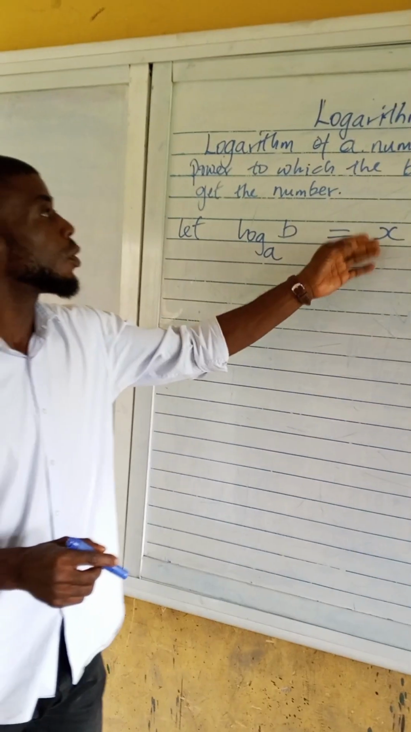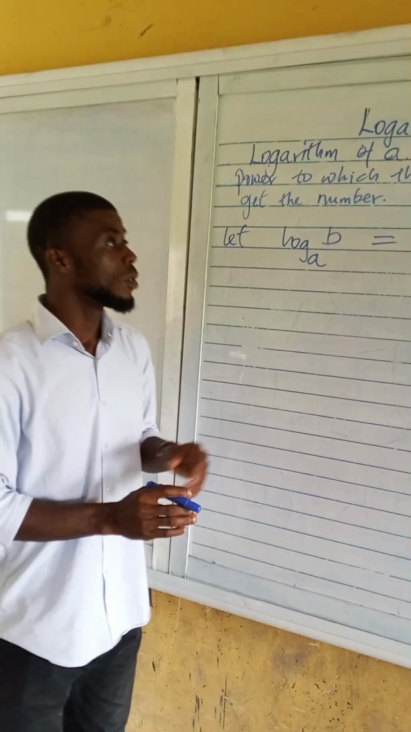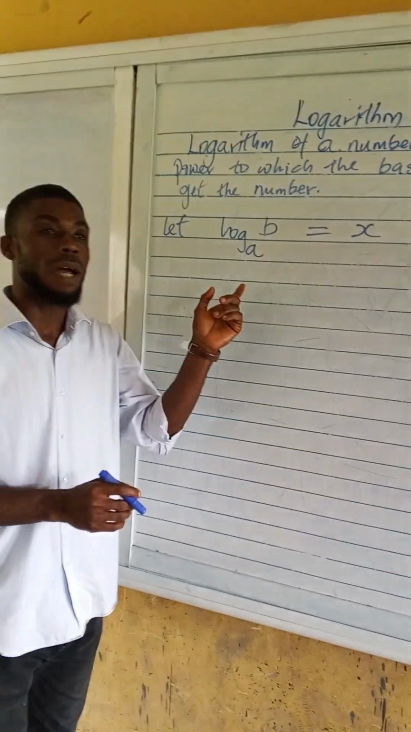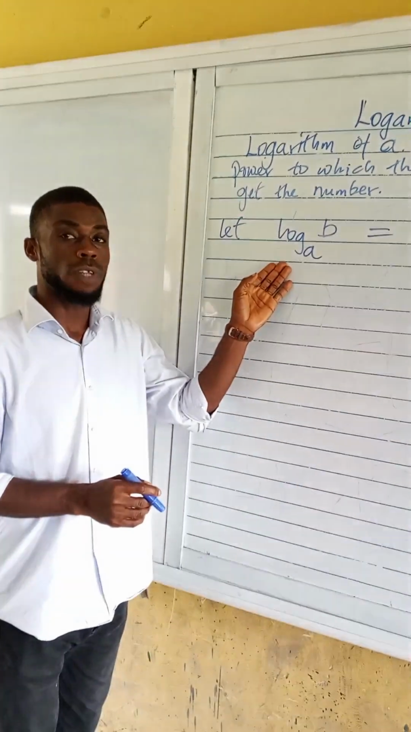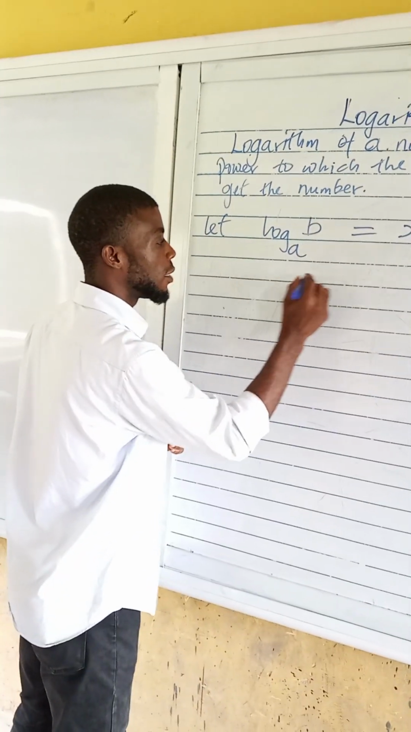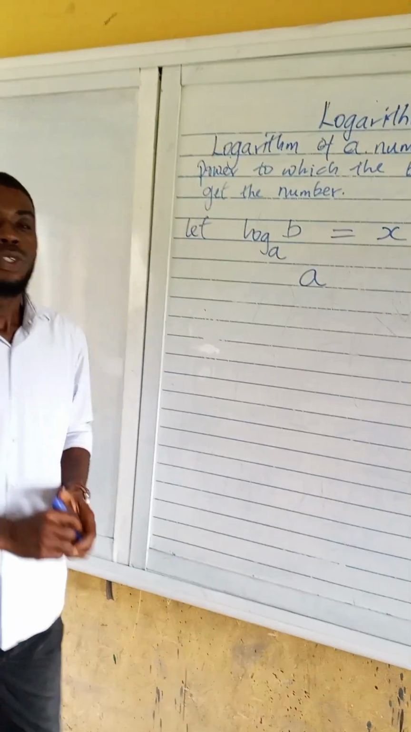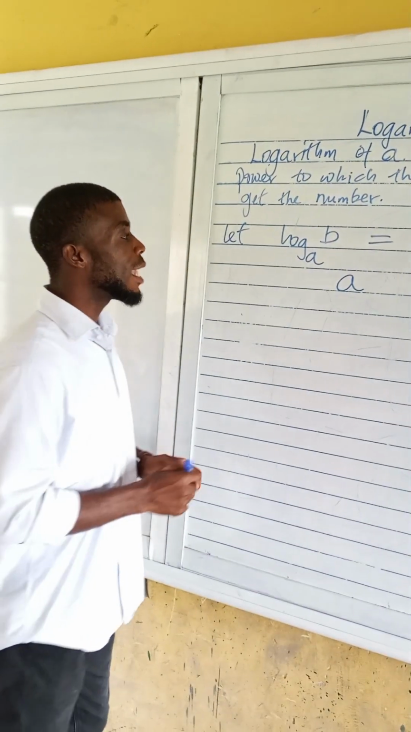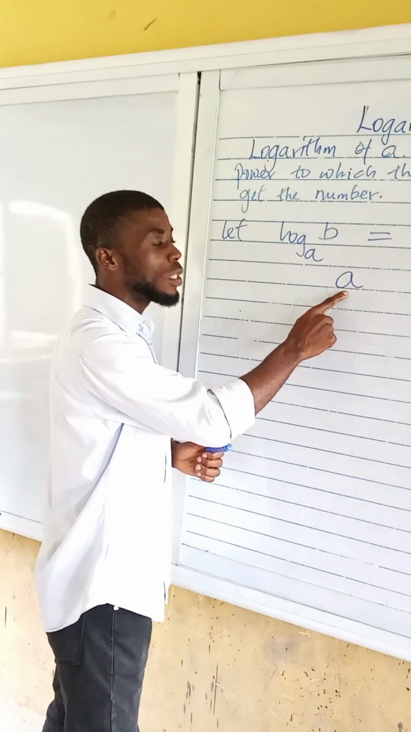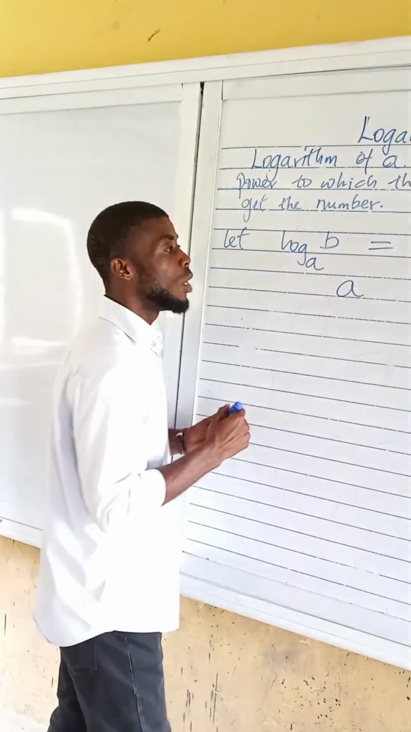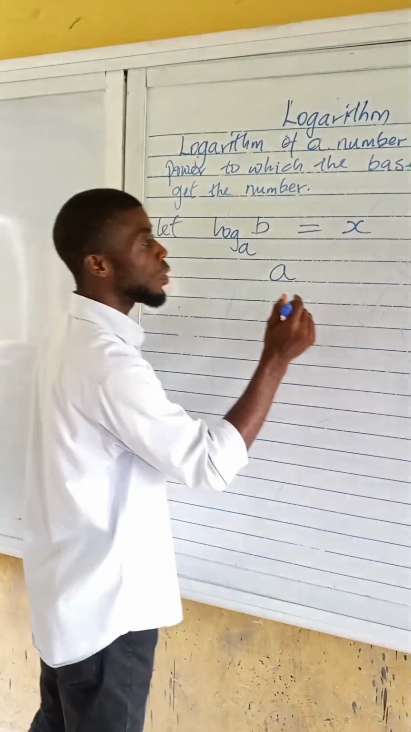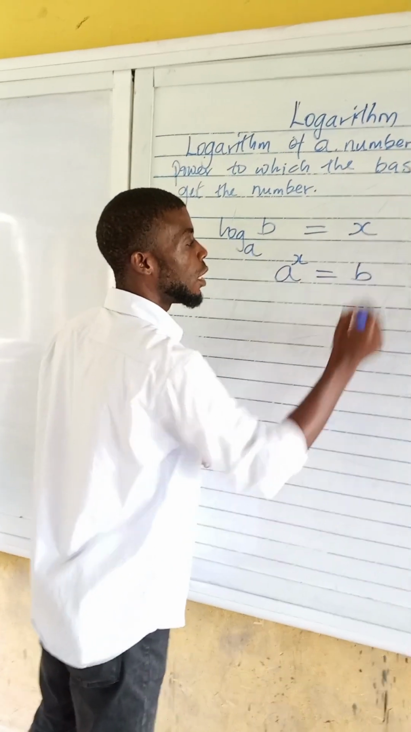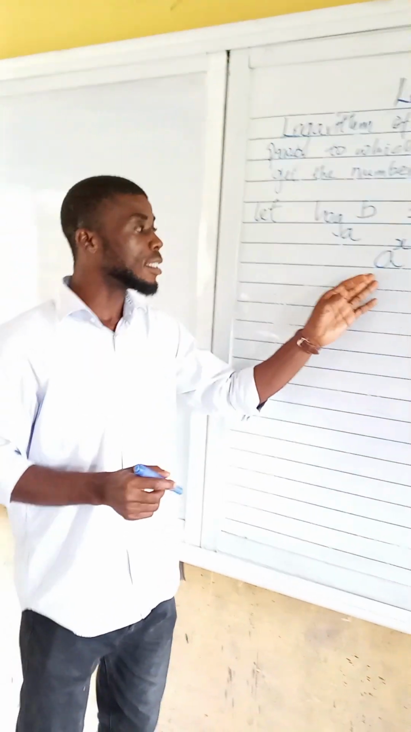Now, judging from the definition of logarithm, where we say that logarithm to any base is the power to which we are going to raise that base, look at this logarithm. What's the base of the logarithm? The base is actually A. So, what power can I raise A to get this very number B? So the base of the logarithm becomes the base of the indices that we want to form, while the other side of the equality sign becomes the power. So we say that A raised to power X is equal to B.